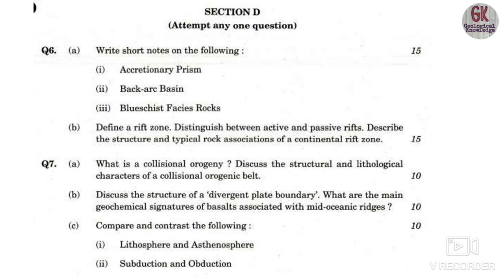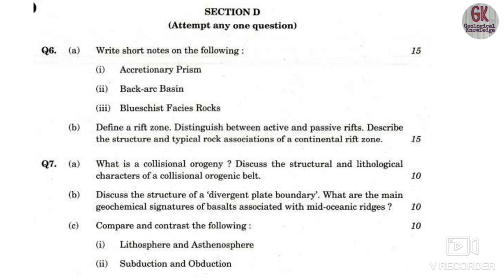Section D is question number 6. You have to write short notes on the following topics: accretionary prism, back arc basin and blueschist facies rocks. Accretionary prism and back arc basin are related to plate tectonics, and blueschist facies rocks you have to discuss.